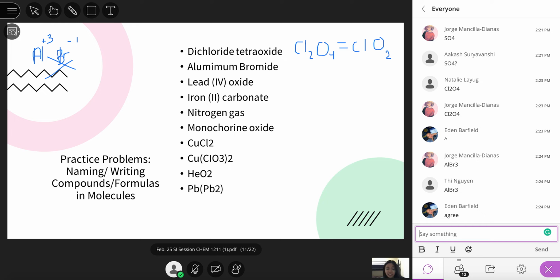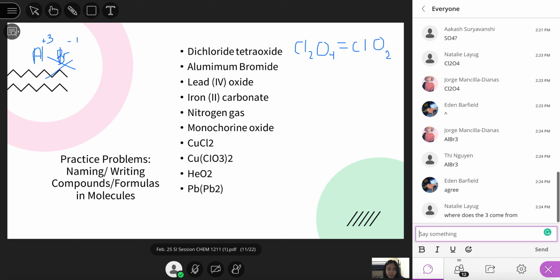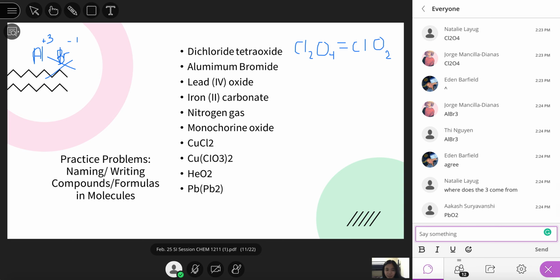Lead oxide. What's that? And that's a transition metal, right? So we don't know exactly the charge for lead. So how would we do that? Where does 3 come from? Yeah, aluminum 3+, you're looking at the charges on the periodic table. That's where that comes from.